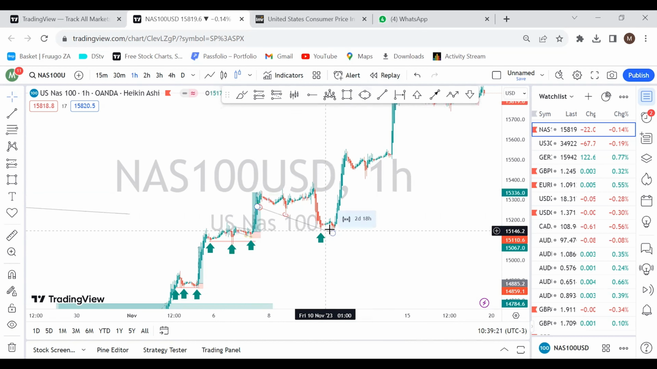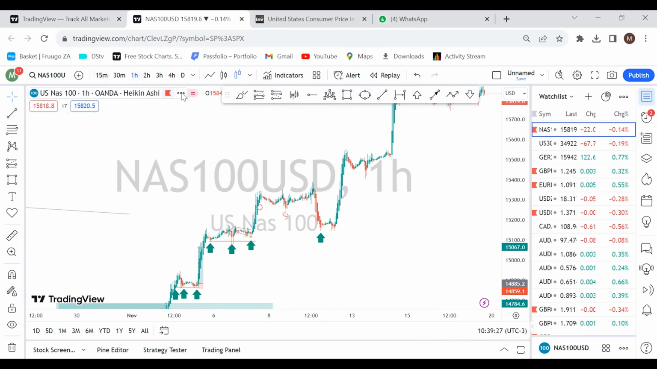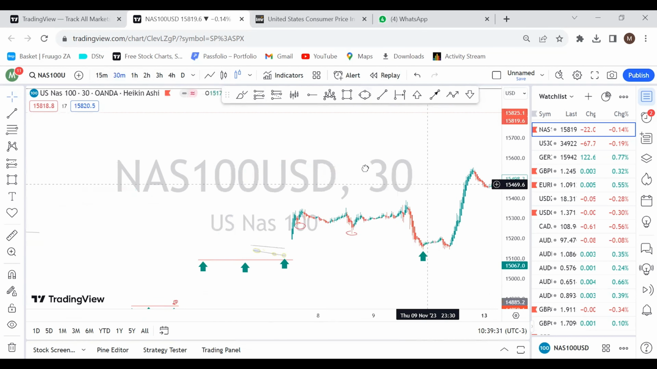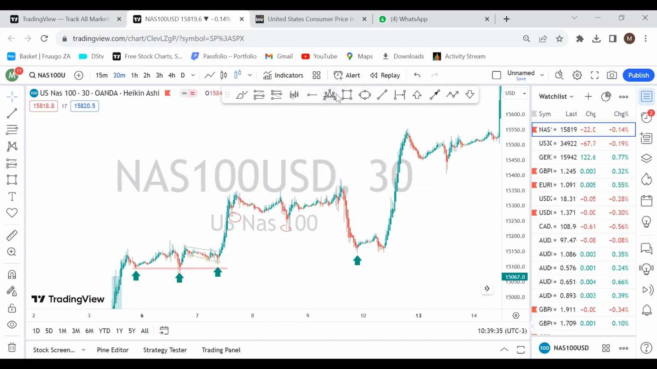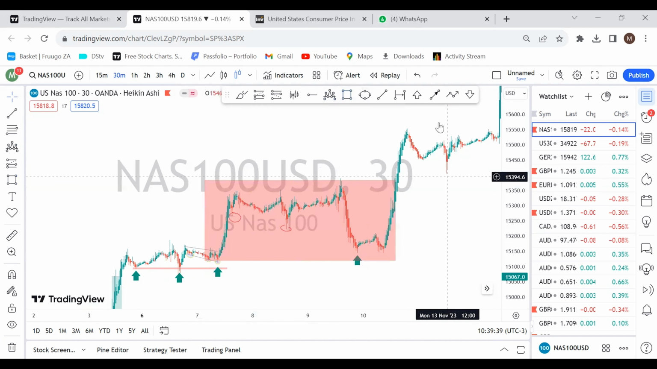So let me just erase everything. Okay, so obviously, let me just erase this as well. So we're gonna scale down to the 30-minute time frame. So this is what we had in the 30-minute time frame, this structure formation right there.